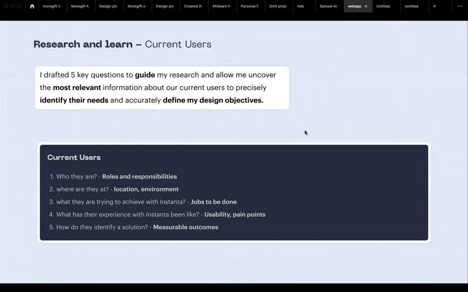Yes. Okay. So in this case, just observe the words I highlighted. I developed 5 questions to guide my research to allow me to uncover the most relevant information about our current users to precisely identify their needs and accurately define my design objectives. Have you seen it? These things are very, very key. Guide, most relevant, identify their needs, define my design objectives. So you need to know what your question should do, because you're even couching your question like a designer, a question that is supposed to be like a tool.